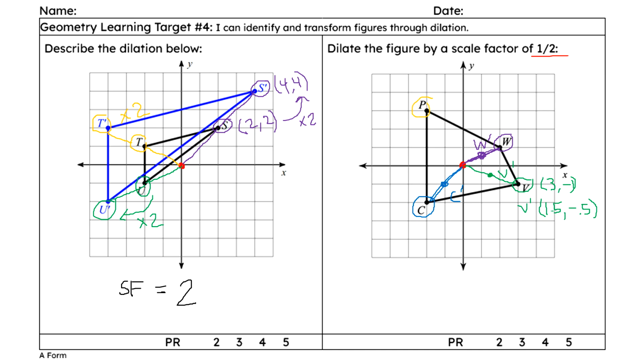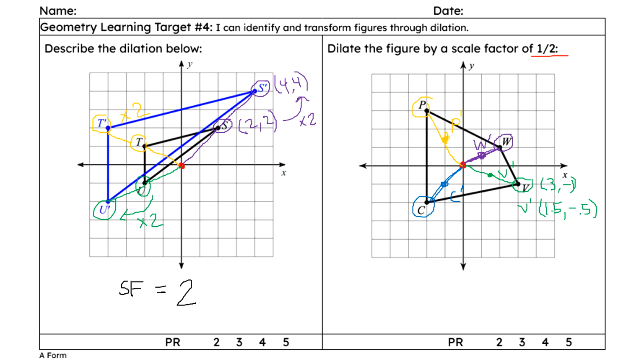And let's do our last point over here. I've got P. Let's connect to my point of dilation. That wasn't too bad. So P is the point 2, 3. I'm going to cut those in half. Instead of 2, 3, I'm going to do 1, 1.5. And that's where my P prime is going to end up.